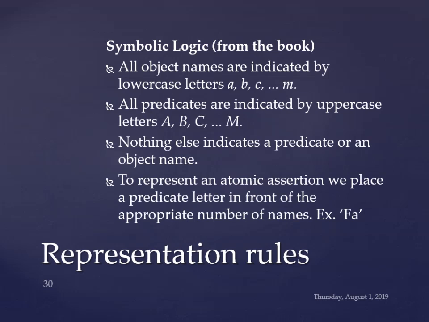So to represent an atomic assertion, we place a predicate letter in front of the appropriate number of names. So for example, this is capital F, lowercase a. That's what we're going to do. So that's what that basically says in English: a is F.